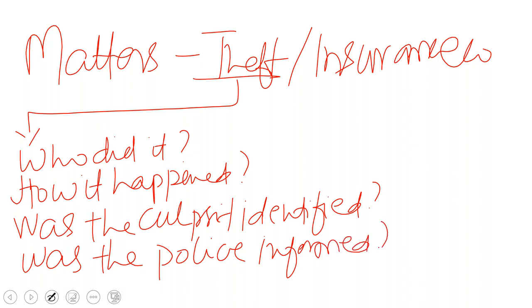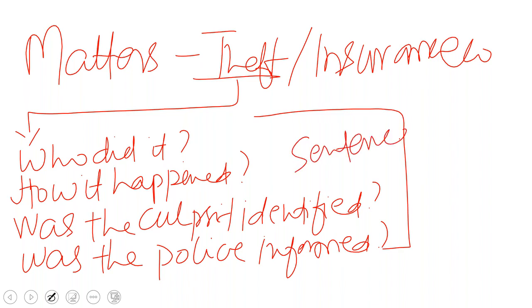It's something very natural. If a theft happens in a company, obviously you will have something in your mind. Who did it? How it happened? Was the culprit identified? Was the police informed? So we have 3 marks. I've written 4, so I've already taken 4 marks. You need to properly put them in sentences. You have to put them in proper sentences to make marks.